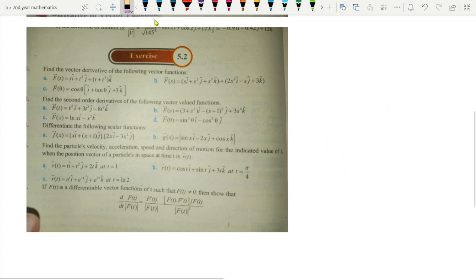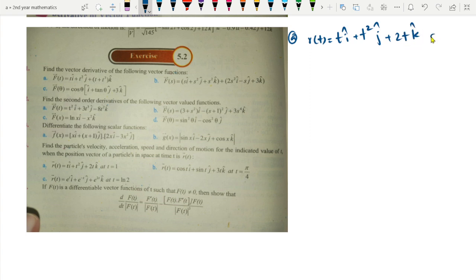Now we will discuss question number 4. Find the particle's velocity, acceleration, speed and direction of motion for the indicated value of t when the position vector of the particle in space at time t is r of t. So r of t is given. r of t is equal to t i plus t square j plus 2t k at t is equal to 1. So first of all we have to find the speed.